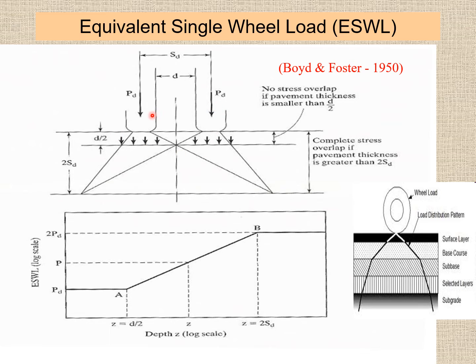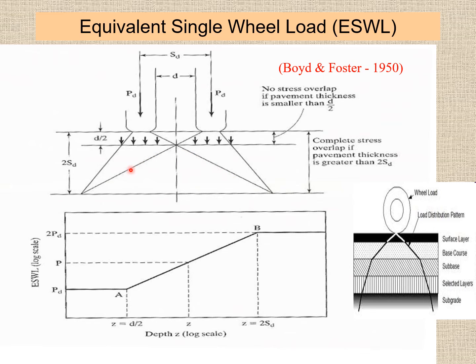If you just look at these two wheels, there is a clear distance between the wheels, that is d, and center to center distance is S sub d. And the wheel load is P sub d, this one, and the other wheel load is also P sub d. And this is the pavement. You can see that this wheel is acting independently, and this wheel is acting independently, but up to this depth. So you can say that up to a depth of d/2, the two wheels are acting independently. And here it is written that there is no stress overlap if pavement thickness is smaller than d/2. Now from d/2 onwards, what is happening? Overlapping of stress has started.